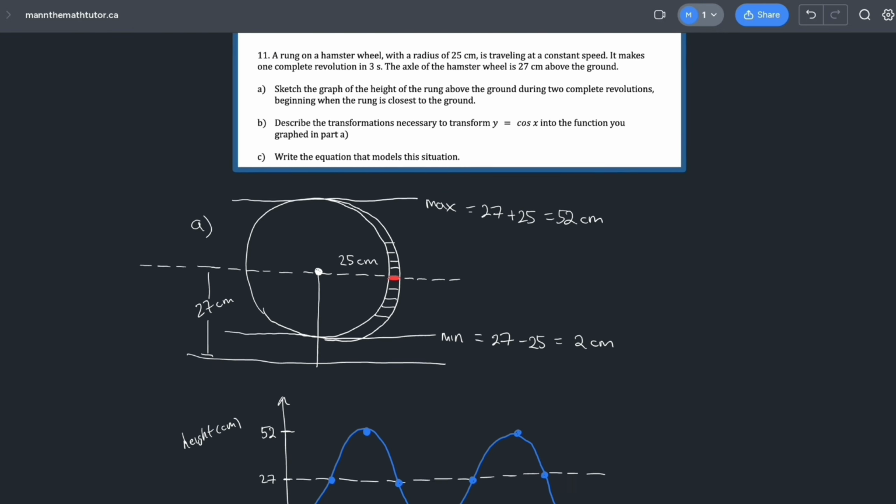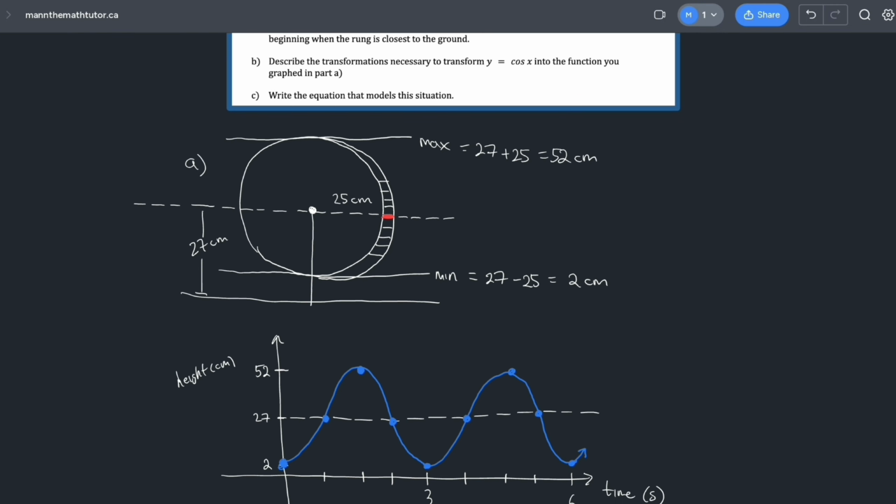Okay, let's take a look at part B. Part B says, describe the transformations necessary to transform y equals cosine x into the function we graphed in part A. And actually, let's look at part C as well. Write the equation that models this situation. So we can actually look at these two at the same time.